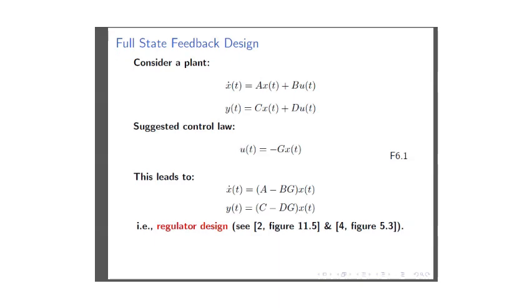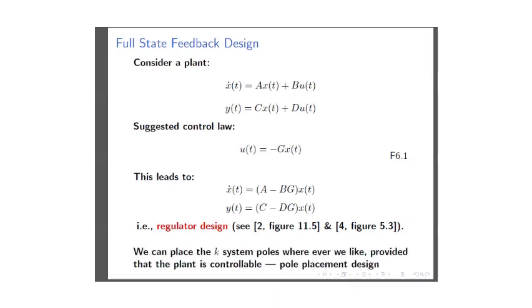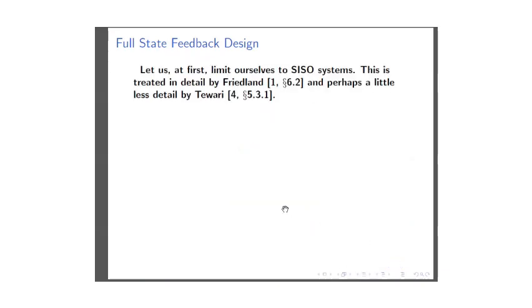Okay, so let's investigate that further. Friedland, when he discusses this, limits himself initially to the single input, single output system. And so after he's introduced this limitation, he then treats it in, I would almost say, minute detail in section 6.2. And I'd like you to work through this. Try to understand this.